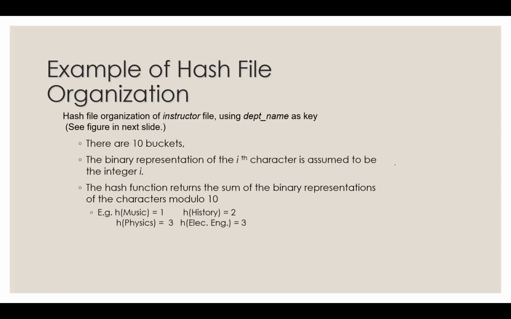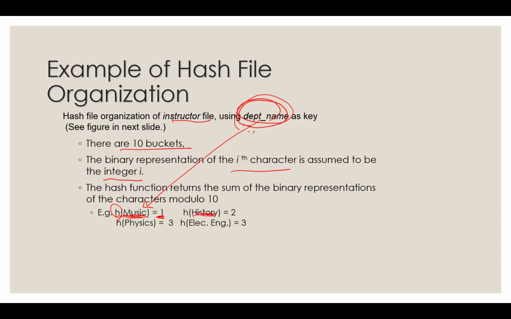Now a hash file organization of, let's say, the instructor file using department name as the key. There's going to be a figure in the next slide. Let's say we have 10 buckets total. The binary representation of the ith character is assumed to be the integer i. The hash function returns the sum of the binary representations of the characters modulo 10. If you feed the key music, the department name, into this hash function, it returns 1. So anything with the key music department is going to go to bucket number 1.